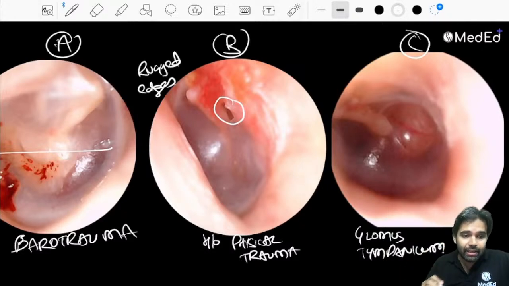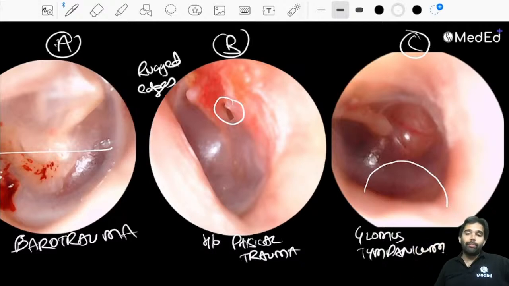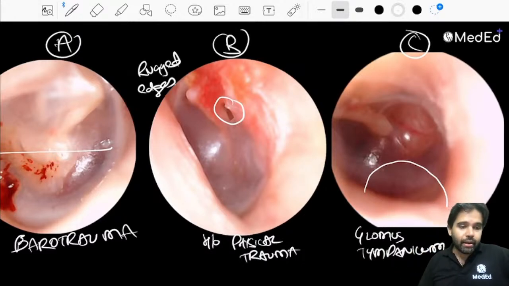Whereas the rising sun sign will be seen in glomus jugulare, which will always show that it is coming from the inferior hypotympanum area. So this is just to show that for glomus tympanicum, if you see a vascular mass like this behind the eardrum, then glomus tympanicum can be there.